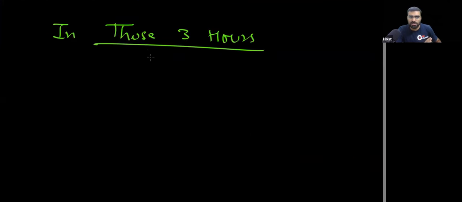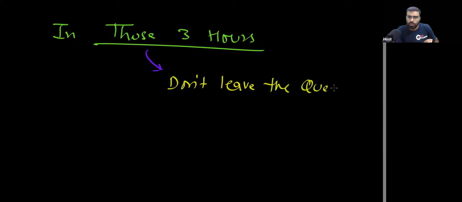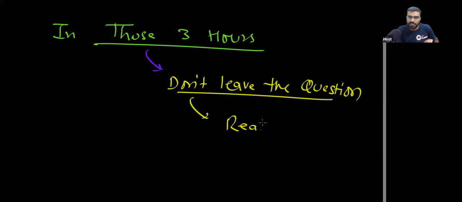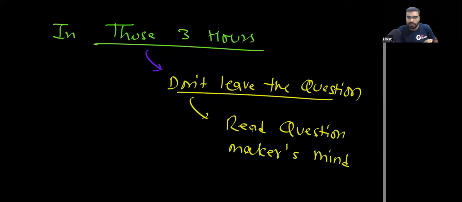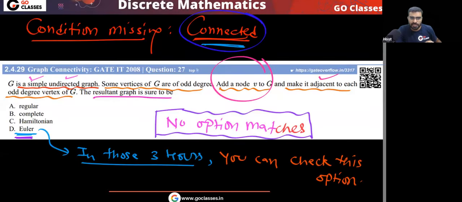So don't leave this question. In those 3 hours, don't leave a question. Is this clear? Read the question maker's mind, I can say. What was the question maker thinking? You can notice this connected condition is missing. So in those 3 hours, you can check this option.